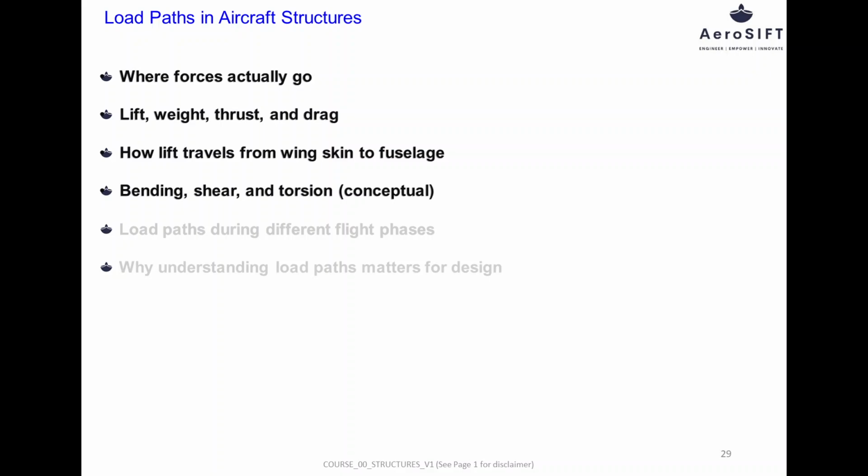Torsional loads occur when structures are twisted. Wing boxes twist due to lift acting away from the shear center. Fuselage and empennage experience torsion during asymmetric flight and yaw.